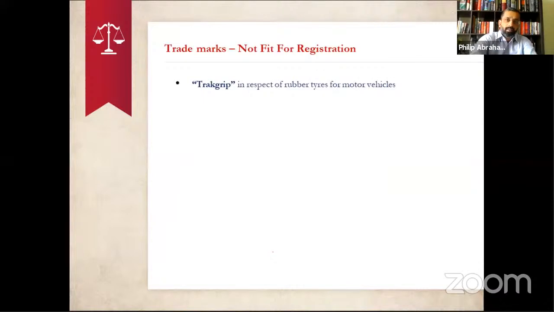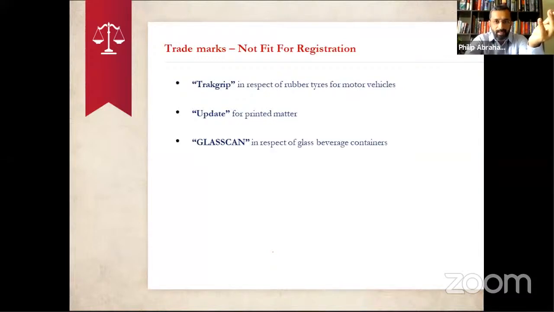Now, what are the trademarks that are not fit for registration? Track Grip in relation to rubber tires for motor vehicles, because when you say track grip for rubber tires, it kind of says what is the intended purpose or quality of the product that is expected. Update for printed matter like newspapers. Update for newspapers lacks distinctiveness.